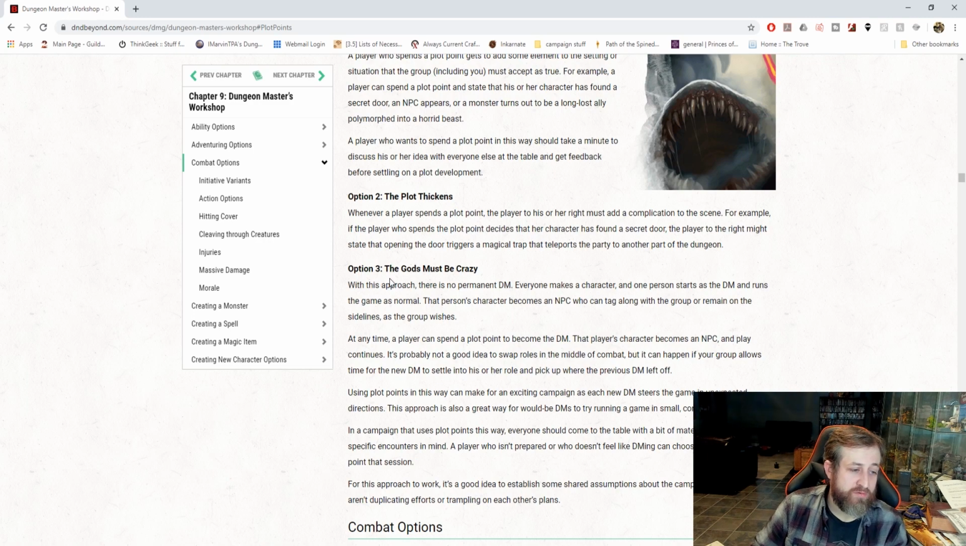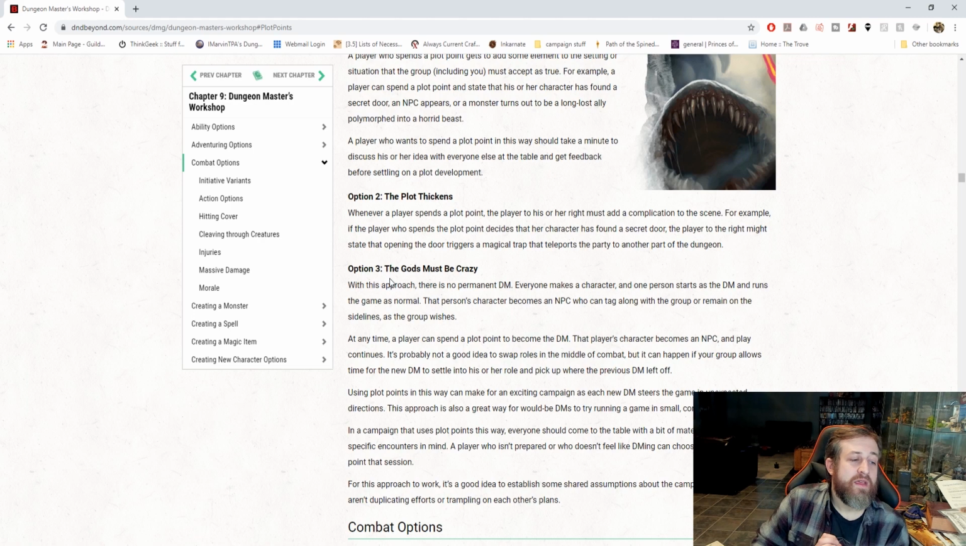This approach is also a great way for would-be DMs to try running a game in small, controlled doses, and I really like that concept. In a campaign that uses plot points this way, everyone should come to the table with a bit of material prepared for specific encounters in mind. A player who isn't prepared or doesn't feel like DMing can choose to not spend a plot point that session.